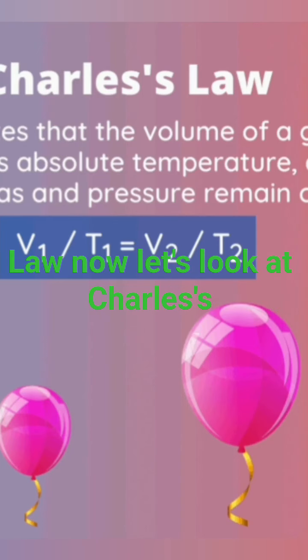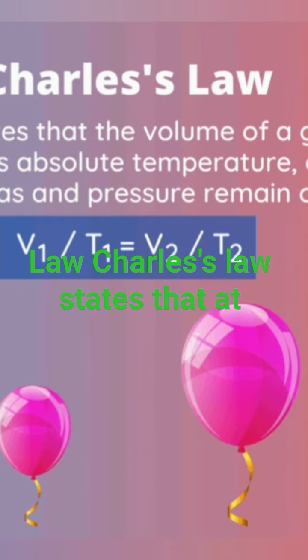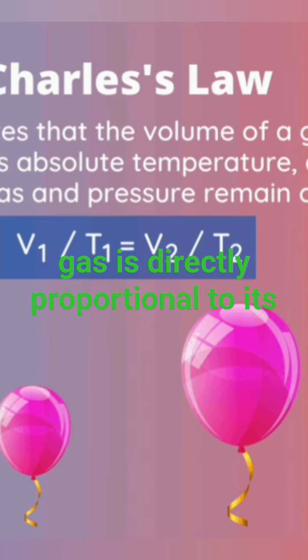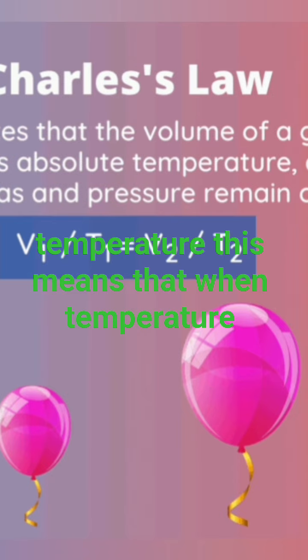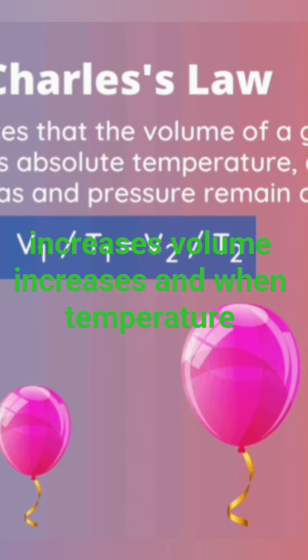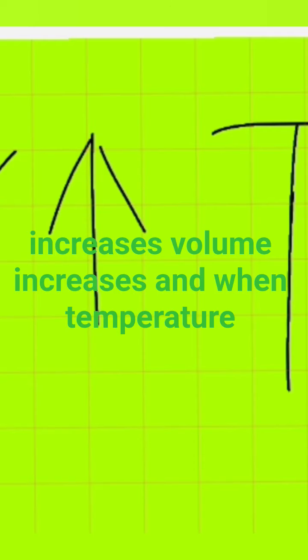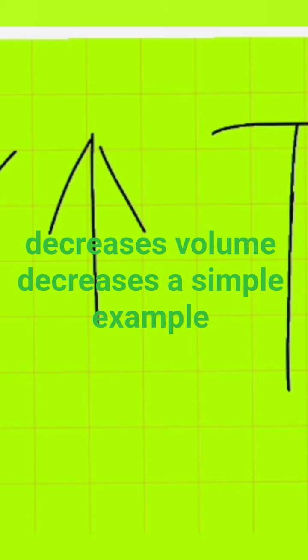Charles's law. Now let's look at Charles's law. Charles's law states that, at constant pressure, the volume of a gas is directly proportional to its temperature. This means that when temperature increases, volume increases. And when temperature decreases, volume decreases.